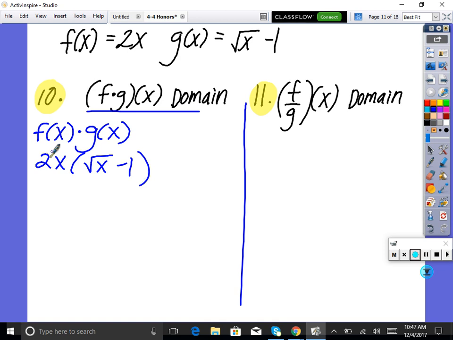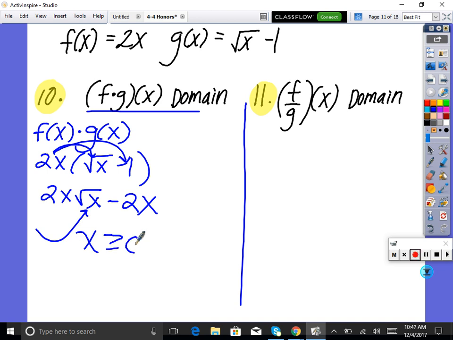So let's multiply this in. So 2x root x minus 2x. Isn't that all we can do here? Okay, now the potential problem here is the radical. So luckily this one's still an easy one. X must be, good, greater than or equal to 0. That domain was easy. Okay, awesome. Let's do f divided by g.